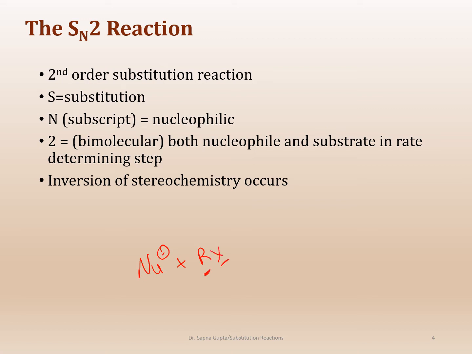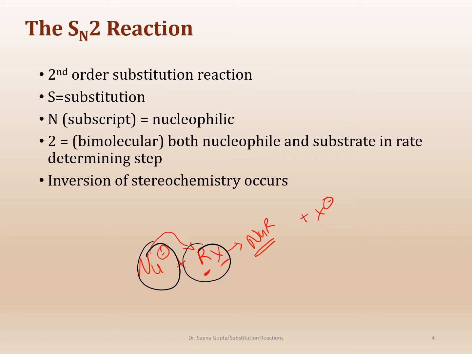So the substitution that is happening is this substitution that we are talking about. That's the substitution, and so then X is of course gone. Now the 2 over here, for a second order, means that it is actually a bimolecular reaction. So what does bimolecular mean? Bimolecular means that both of these things, the nucleophile and the substrate, are involved in the rate determining step.